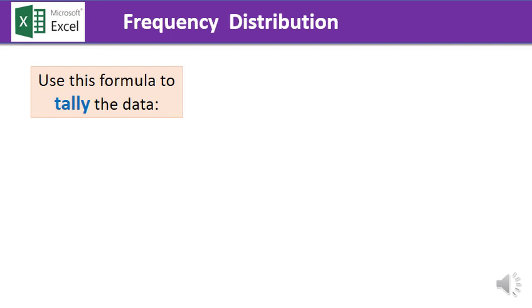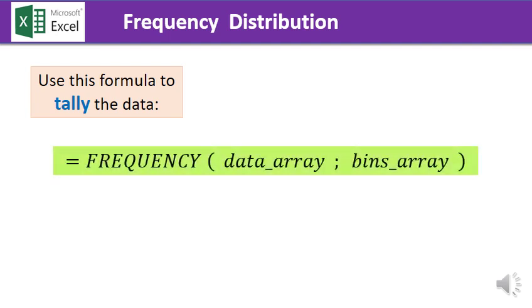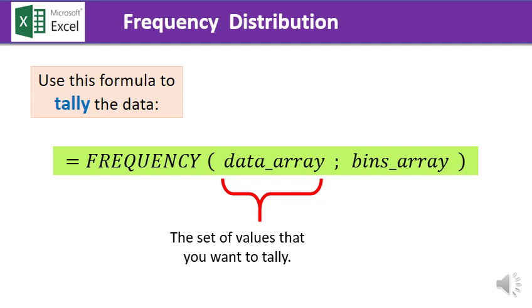So the command we're going to use is equals frequency, and then in brackets the two pieces of information we need to supply. First is the data array. That's the data you have, the set of values you want to tally. And your bins array, those are going to be the upper class limits. We're not going to worry about the lower class limits. You just need the upper class limits.